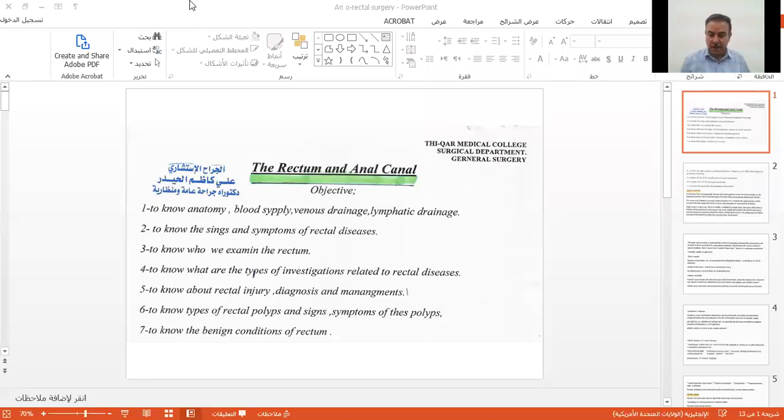Rectal disease: there is benign disease and there is malignant rectal disease, that's to say rectal carcinoma. You have to know the anatomy, blood supply, venous drainage, and lymphatic drainage to know the signs and symptoms of rectal disease, and how to examine the rectum, and investigation of rectal disease.